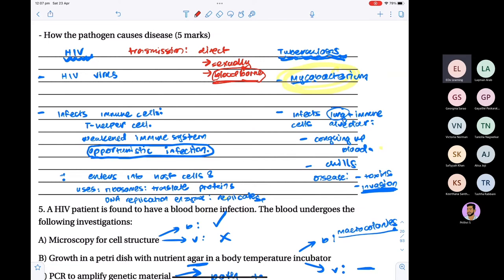Good. What about transmission of tuberculosis? Any ideas? So it can be direct through droplets.